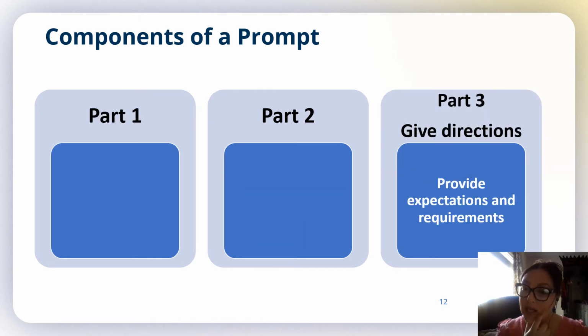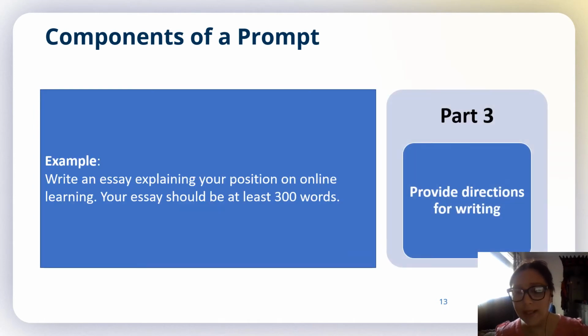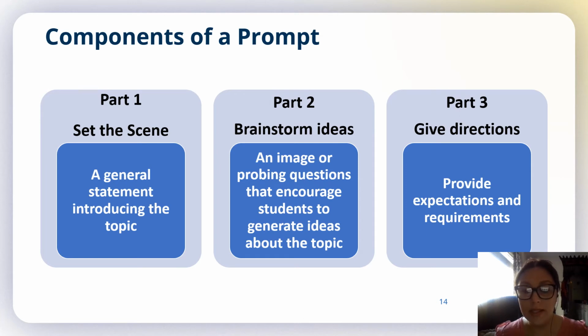Moving on to part 3, and here we're talking more about formatting issues. So in part 3, you're giving them directions to help them by providing your expectations and the requirements. So if we go back to the online education example, part 3 of a prompt on online education would look something like this. Write an essay explaining your position on online learning. So you've guided them after you've given them some ideas to cover. You've told them, I'd like you to tell me what you think about online education. You're also giving them the word count expectations. So again, these are the 3 parts that it's good practice and best practice to include when you're writing your prompt.